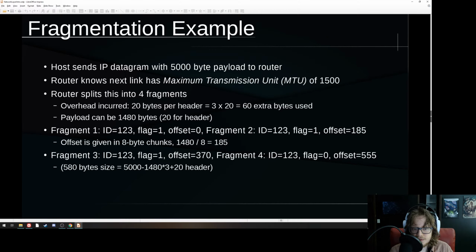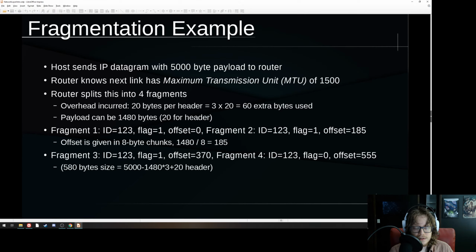All right, the next one comes in. ID 123, flag 1 again, because there's still more on the way. Now we're at 370 because 185 times 2 gives you 370. And then the last fragment comes in with ID 123. Now we set the flag to 0 because this is the last one, and now the offset is 555.